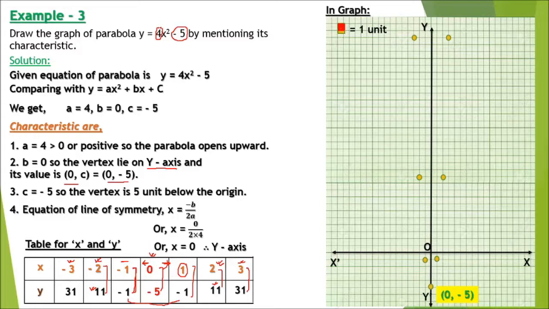Now with the help of freehand, let's draw it slowly. Here, it is drawn freehand, so the curve is irregular. Now the equation is y equals 4x square minus 5, and we go for the line of symmetry. You can see the green line on the y-axis, that is the line of symmetry. Its equation is x equals 0.